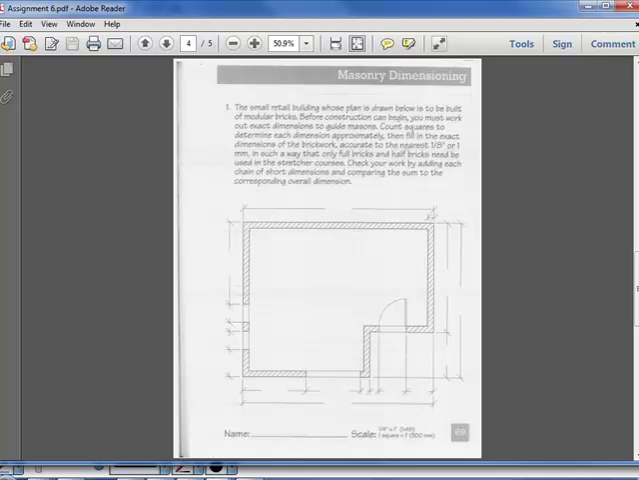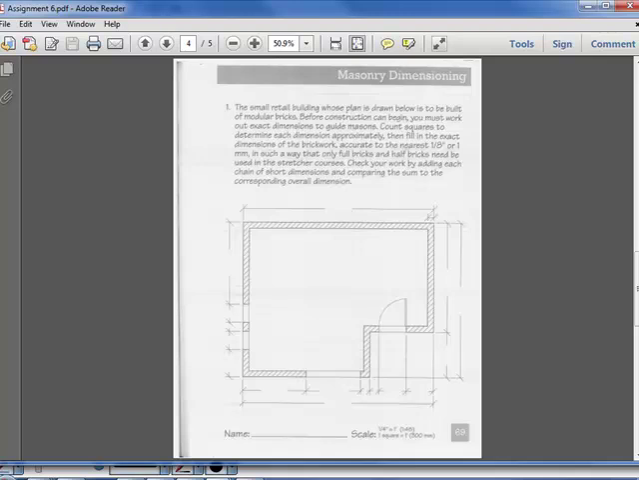Count squares, and you really can't see the squares, can you? The squares are 1/4 of an inch. I have a few scales here. When you get to that, we can share those. So you can count squares to determine each dimension approximately, and then fill in the exact dimension of the brickwork, accurate to the nearest 1/8 inch or 1 millimeter, in such a way that only full bricks and half bricks need be used in the stretcher courses. Check your work by adding each corresponding overall dimension. So let's look at that.